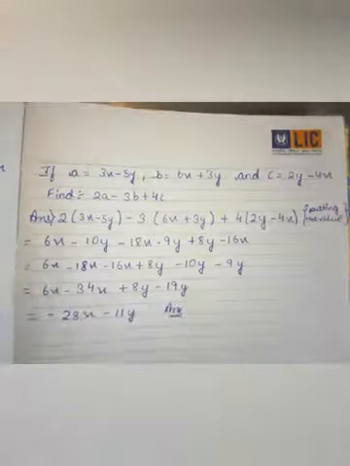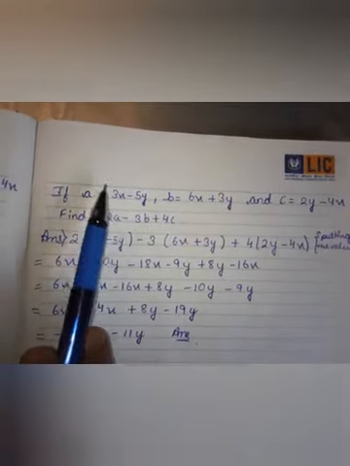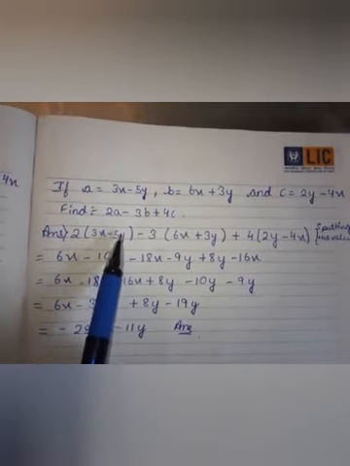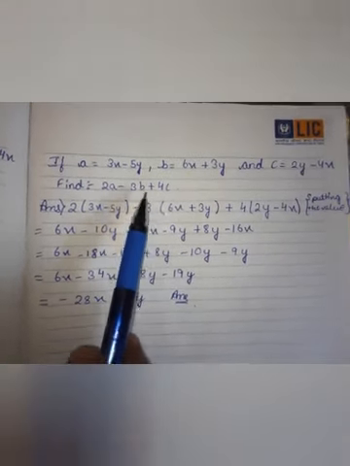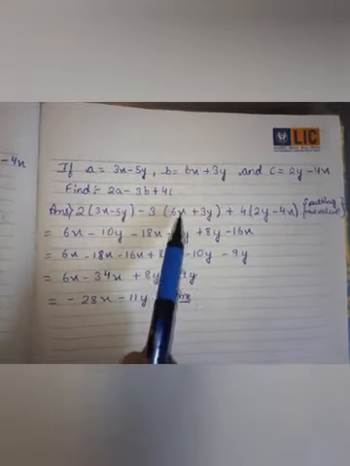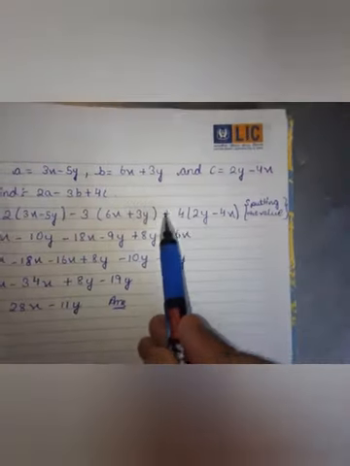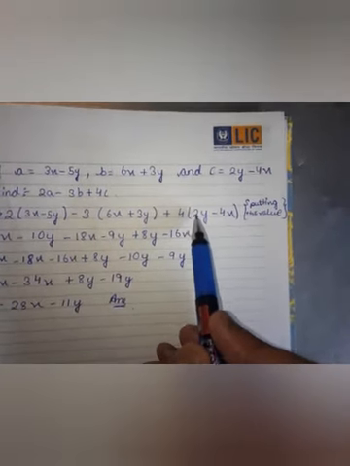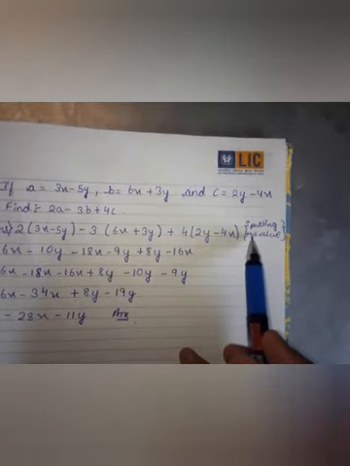c. Now 2 into a, 2 in brackets, we have put the value of a, that is 3x minus 5y, minus 3, we have put the value of b, that is 6x plus 3y in brackets, plus 4 into the value of c, 2y minus 4x, by putting the value.